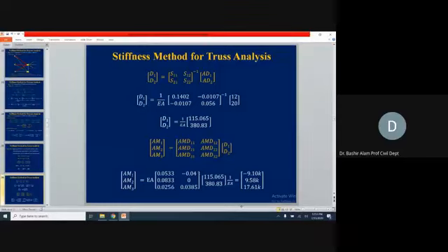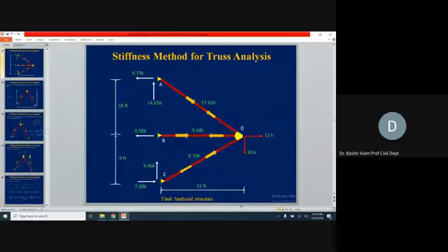Once the member forces are known, we put them on the sketch. Remember this was compression, so it acts looking towards the joint. Here it is in tension, so away from the joint, and this was also tension, so away from the joint. Support reactions are just a matter of resolving this diagonal force into horizontal and vertical components. Here this will become the support reaction. This way we solve this problem with the help of the stiffness method. This was problem number 1.